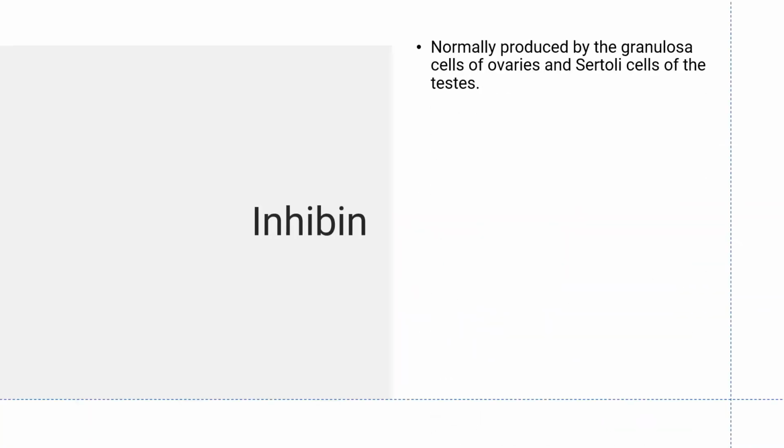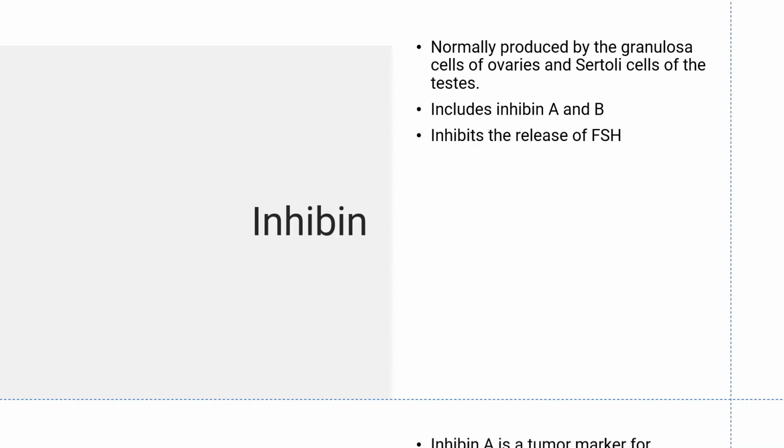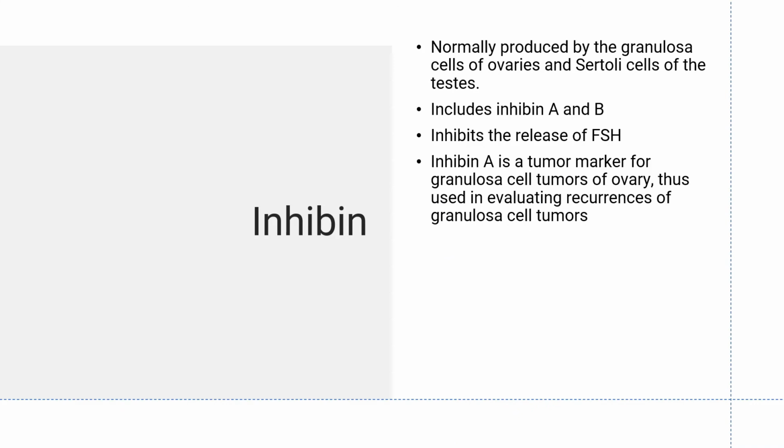Inhibin. Inhibin is normally produced by granulosa cells of ovaries and Sertoli cells of the testis. It includes inhibin A and inhibin B. Inhibin inhibits the release of follicle-stimulating hormone from the anterior pituitary. Inhibin A is a tumor marker for granulosa cell tumors of the ovary. So it is used in evaluating recurrences of granulosa cell tumors, ovarian tumors.